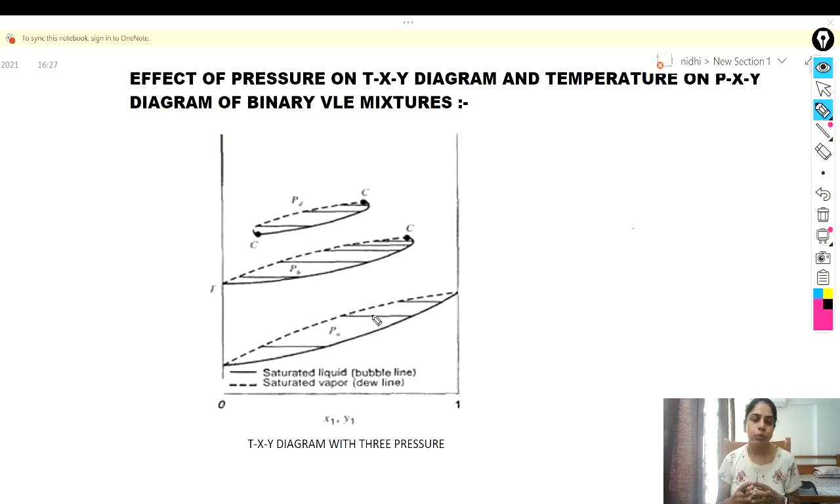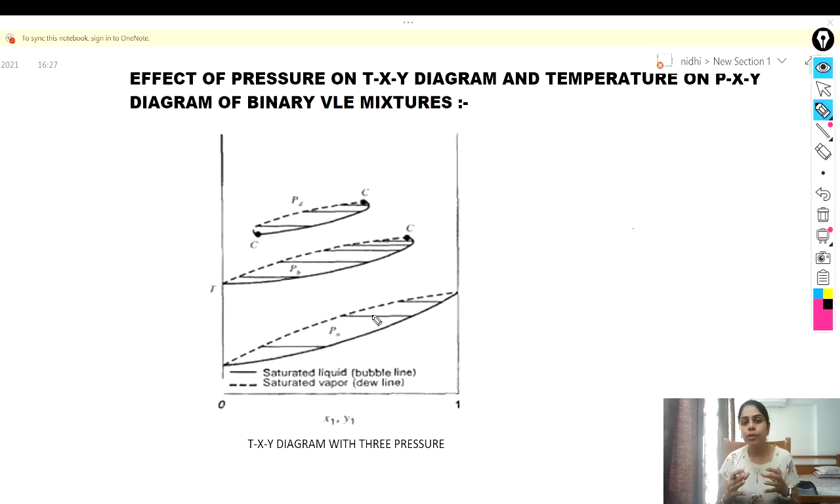The knowledge of these two diagrams is very important when we are dealing with a binary mixture and trying to separate these mixtures into two phases, vapor and liquid. These diagrams give us an idea of the maximum range of temperature and pressure, how much you can raise temperature and pressure to get optimum results. If you increase the temperature or pressure too much, then of course you will not get the optimum result from your system.